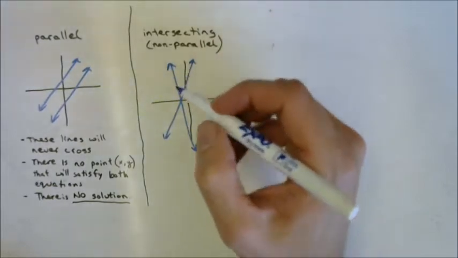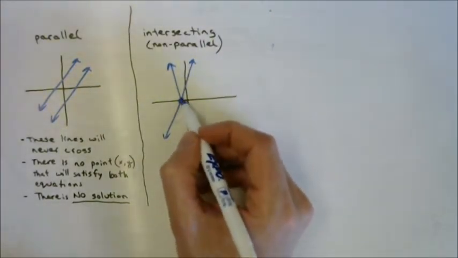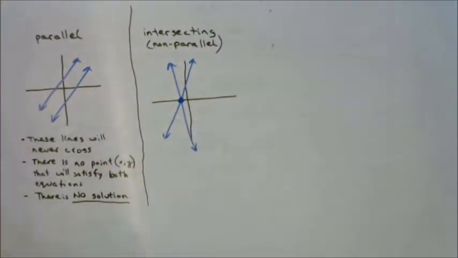And ideally, you would make them not intersect where I did. I made them intersect right on an axis. I don't want that to confuse you. It doesn't matter, really. These are still intersecting lines, so it works.